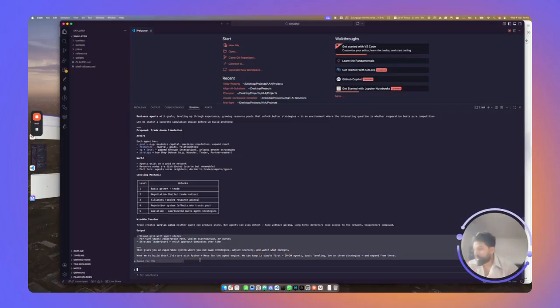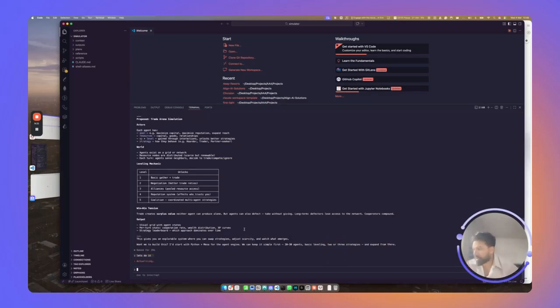Want me to build this? It's going to build this out for me. So we're going to keep it simple. First, 20 to 30 agents, basic leveling, 2 or 3 strategies, and expand from there. Perfect. Let's do it. I'm going to let this run, and I'll be back once this has been cooked up.